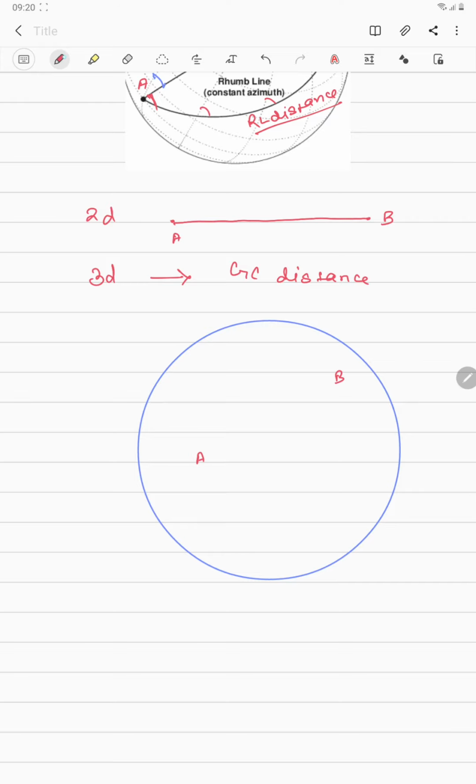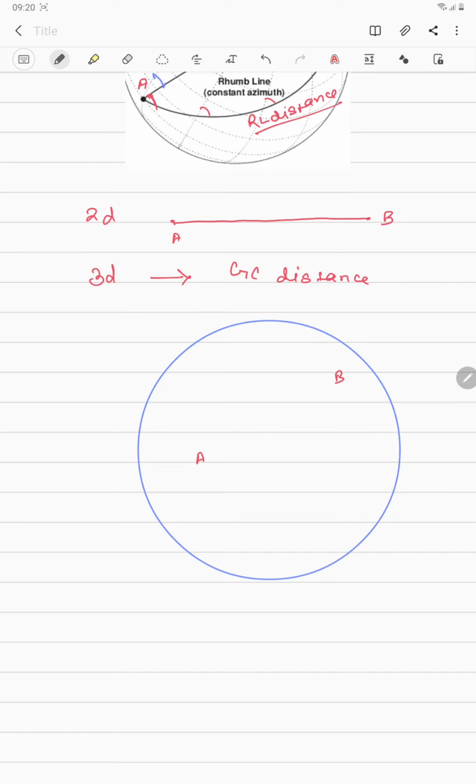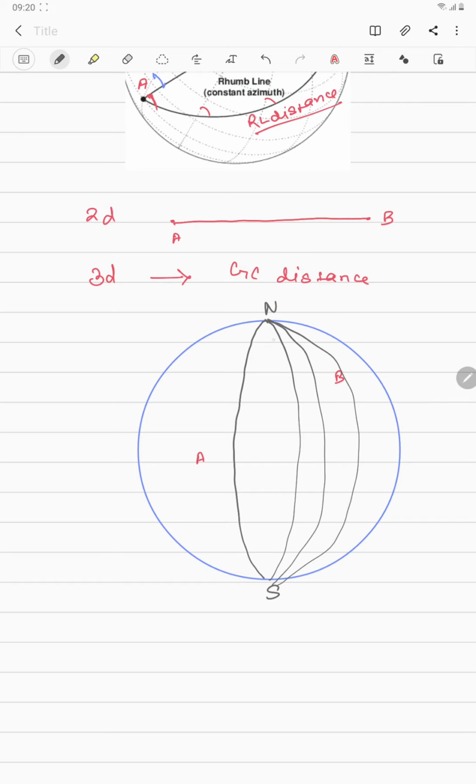Okay, and now I'm going to draw some meridians, let's draw them with the black color. So this is your north pole and this is your south pole. The lines joining north to south are your meridians. So let me just draw some meridians. Okay, so we have drawn some meridians.